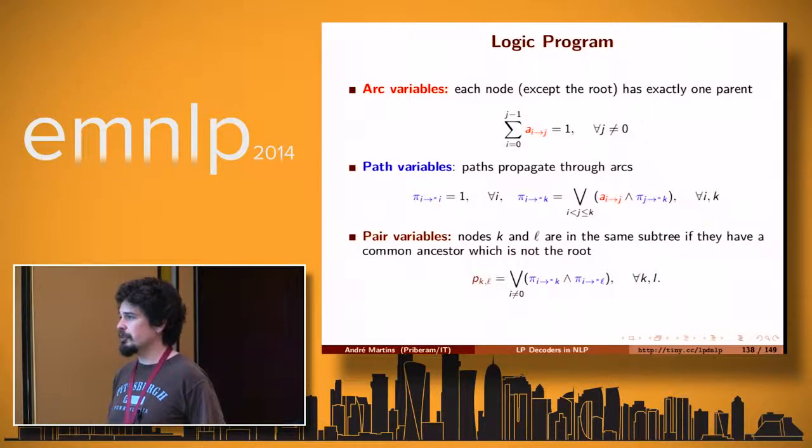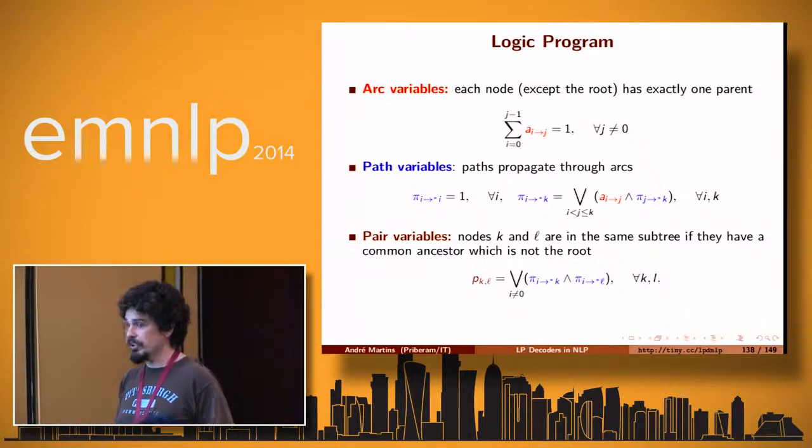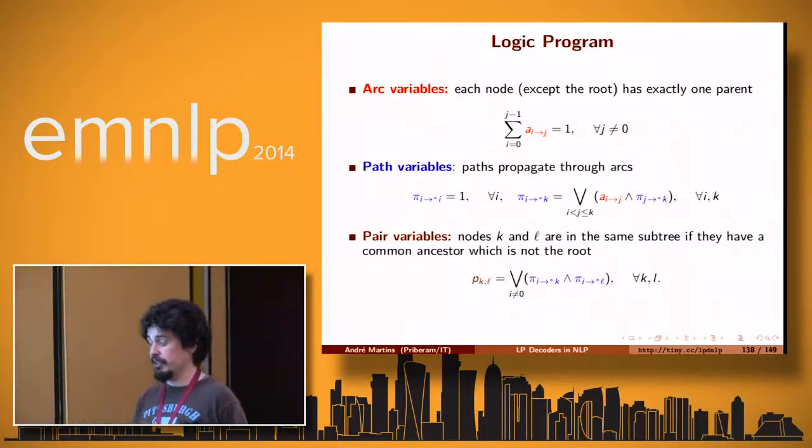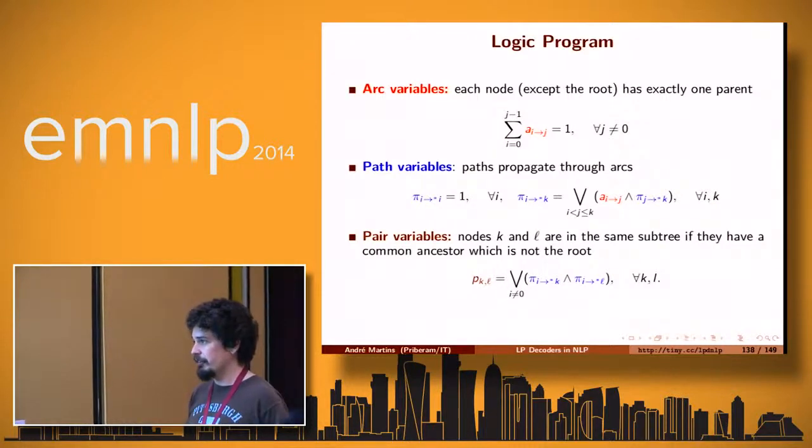And we're also going to have some pair variables, p, k, l, that denote the event that nodes k and l are in the same subtree. This is useful to say that k and l refer to mentions that are coreferent, because they could be two mentions of the same author of a quotation. And to do that, we can reuse our path variables.